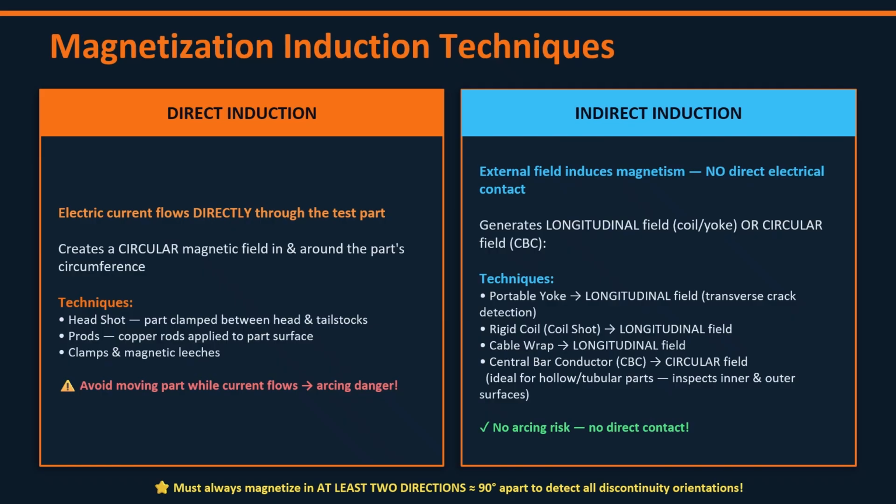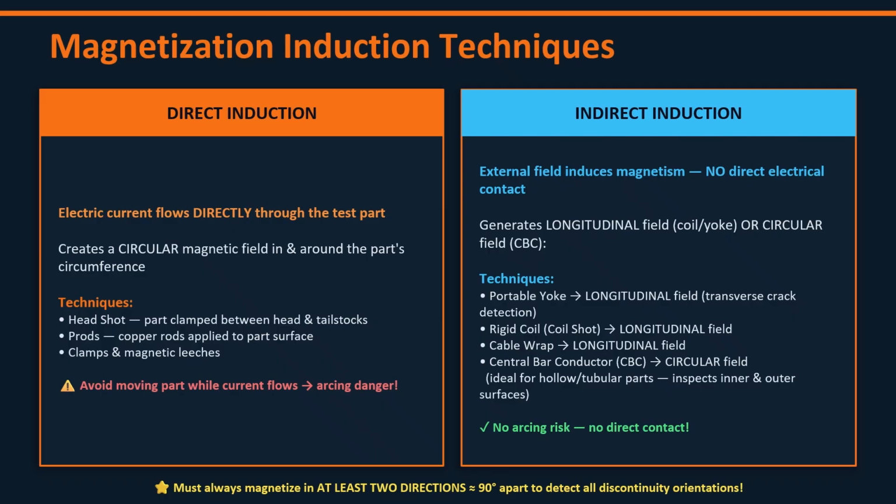Direct induction can be very effective, but it creates an important safety and quality concern: arcing. If contact is poor, or if the component is moved while current is flowing, an arc can damage the surface. This is unacceptable on many finished or pressure-containing components. Indirect induction creates magnetism without passing inspection current directly through the test object. A yoke, rigid coil, or cable wrap can establish a longitudinal field.